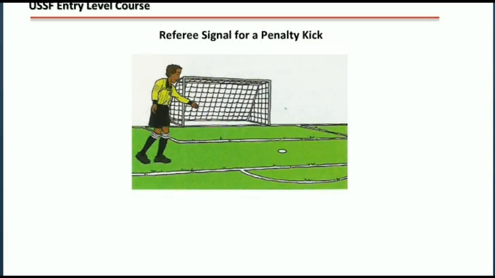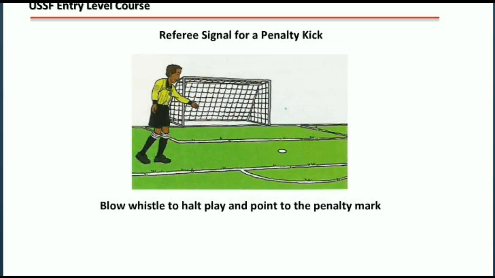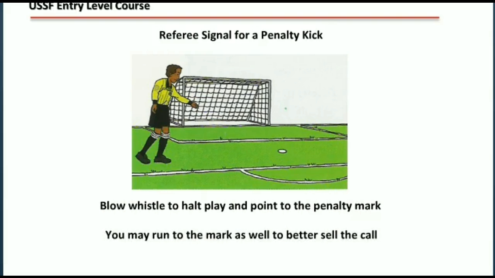The signal by the referee for a penalty kick is to blow the whistle to halt play, then point to the penalty mark to indicate a penalty kick. Many referees will sprint to the mark while pointing, or simply sprint to the mark and stand at the goal. Each of these are acceptable signals.